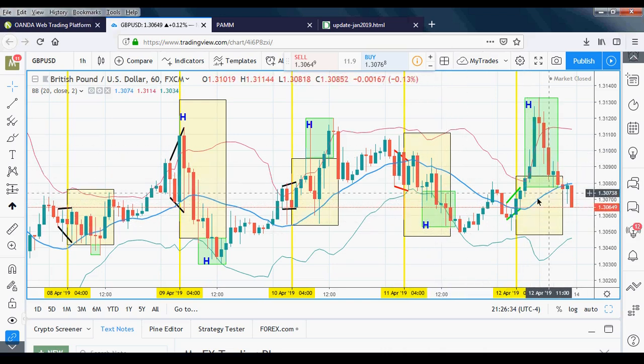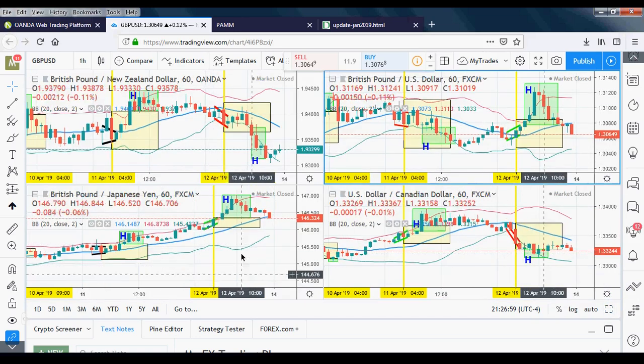Today, Friday, the signal turned. There's a green one, the signal turned for prices to go up, and we got in even before the pair broke out above our trading range, and we hedged it as well. So that was British pound against US dollar.